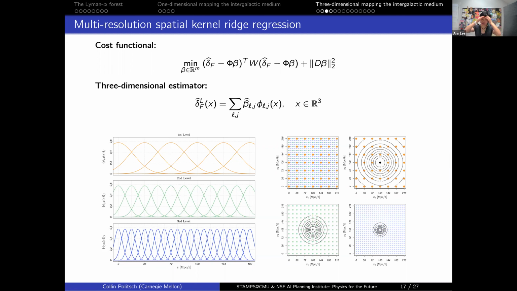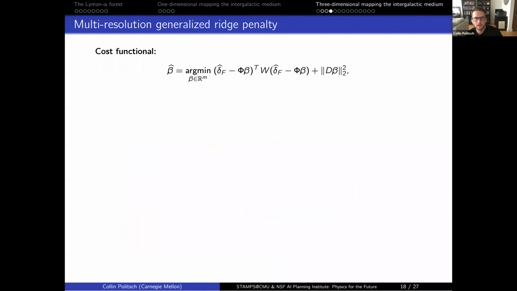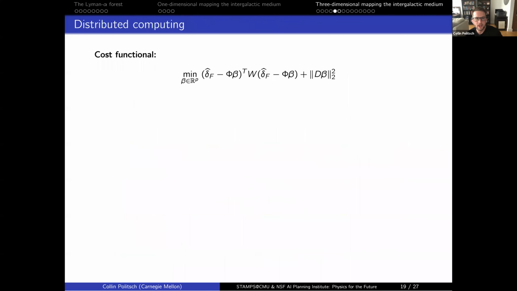So obviously it's not orthogonal. You have a uniform grid and a dyadic scale. I see. And then you do this sparse optimization. Yeah, that's computational. Thank you.